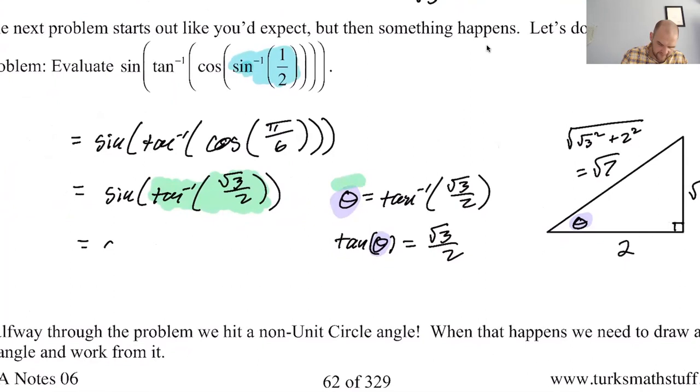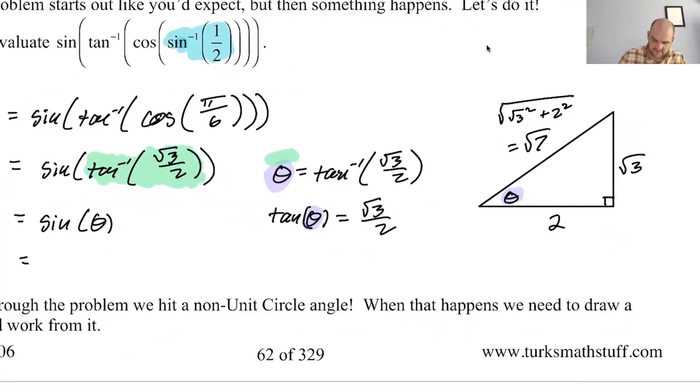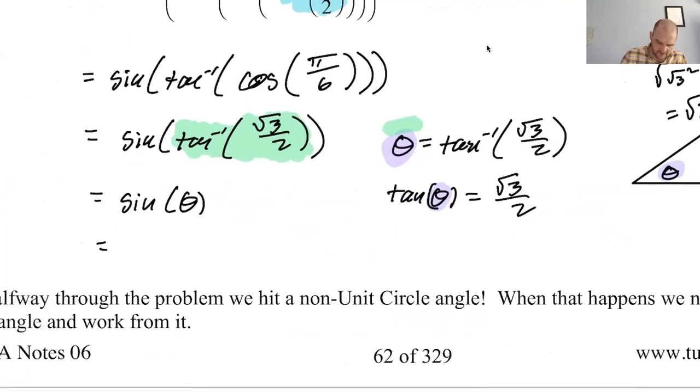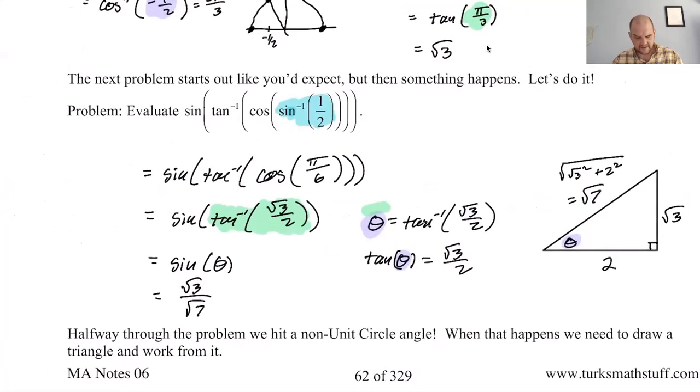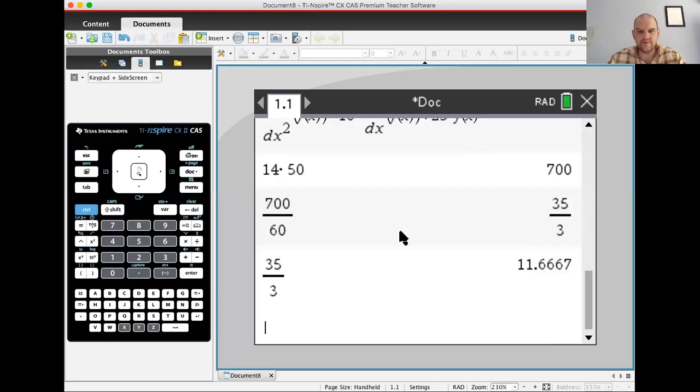This problem is saying find the sine of theta. From the triangle, I can see that the sine of theta is opposite over hypotenuse. So it must be radical 3 over radical 7, which you might be inclined to rationalize. If you want to rationalize that, that's totally fine. I don't want to, because I hate rationalizing, and I feel like it very rarely gets you anything you didn't have before. But let's go to the calculator and see what happens.